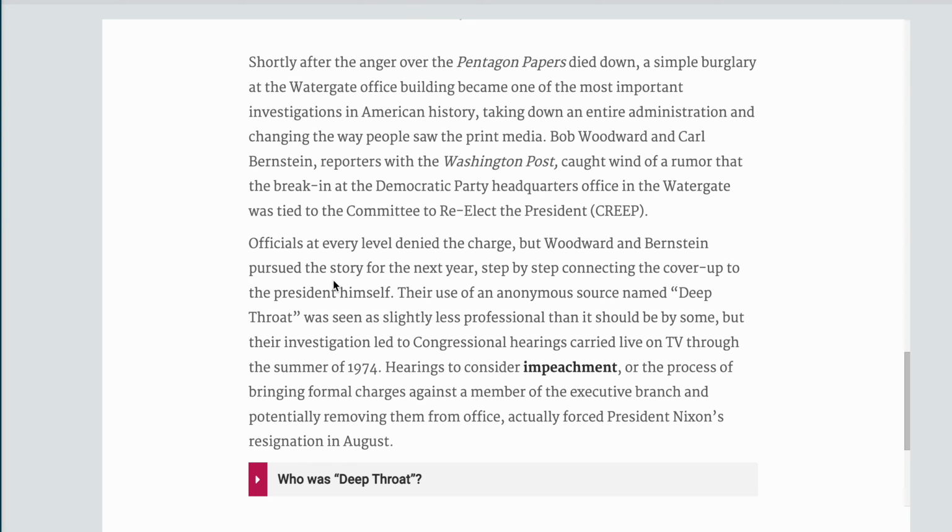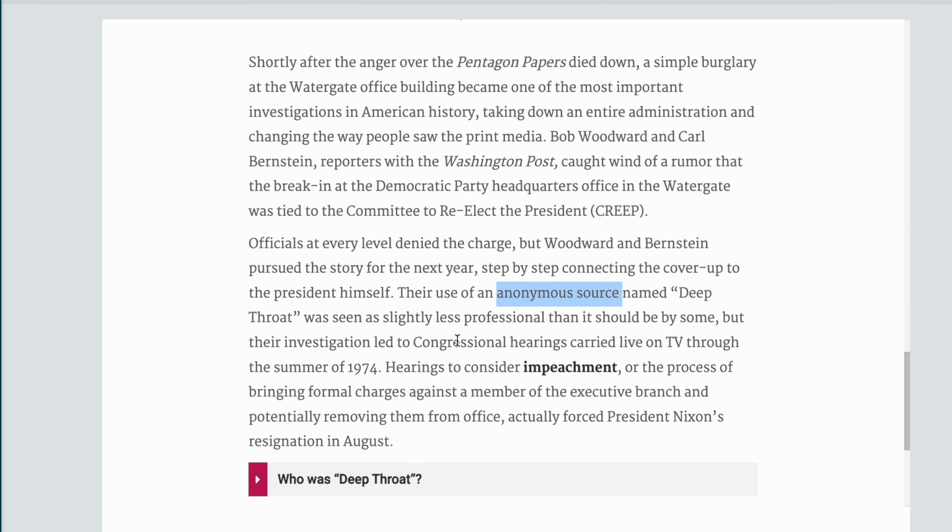So they pursued this story step by step, connecting the cover-up to the president himself. They found out that the president himself was involved in this robbery, or incident. And they used, of course, an anonymous source named Deep Throat in order not to be known.